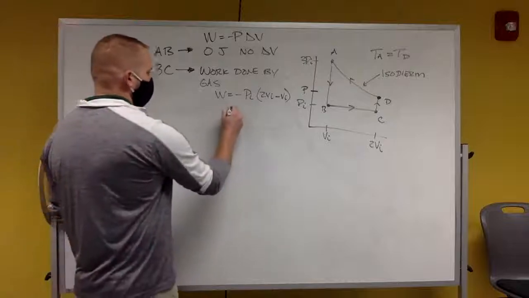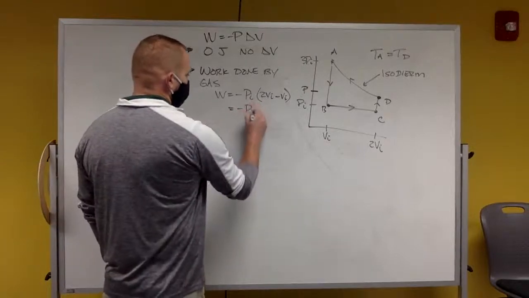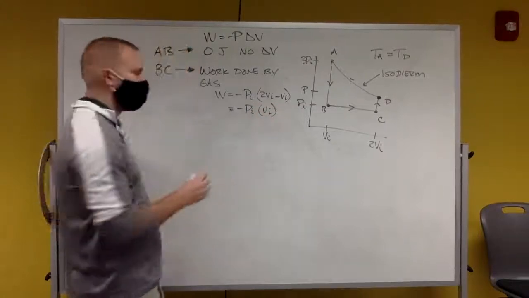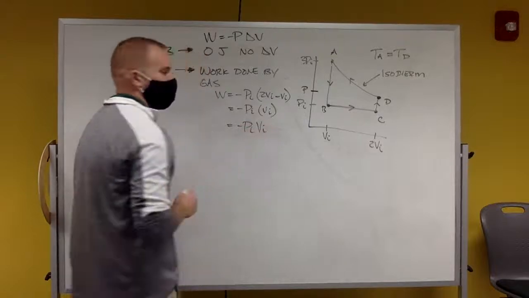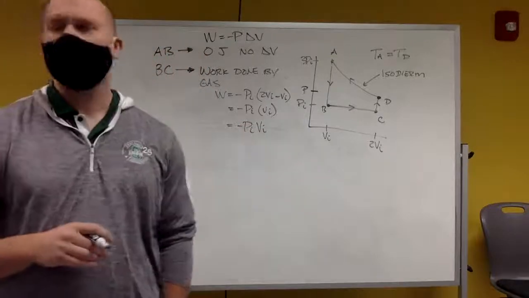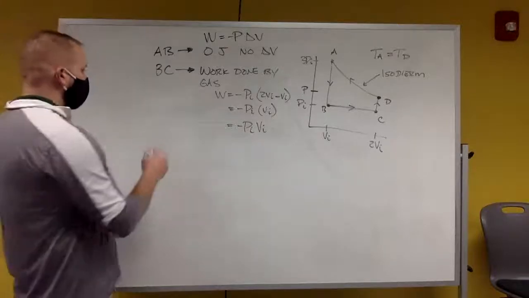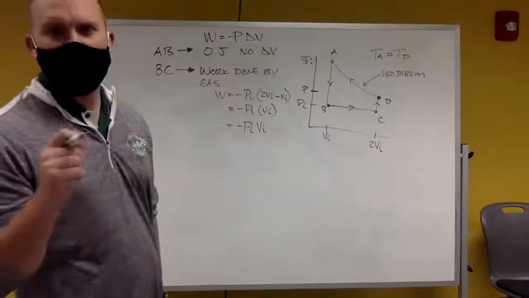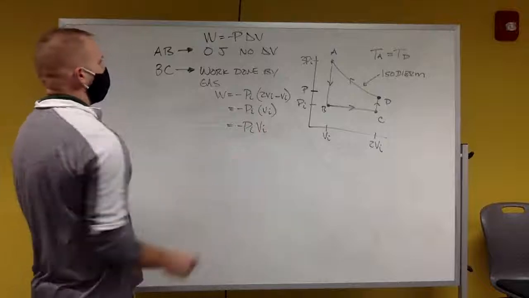So my work then would be negative P1 times V1, yes? Negative P1 V1. That's how much work is done. Everybody cool with that? And then what's it say? Moving from, say, A to B, B to C in terms of P1 V1. So that's the total work done.